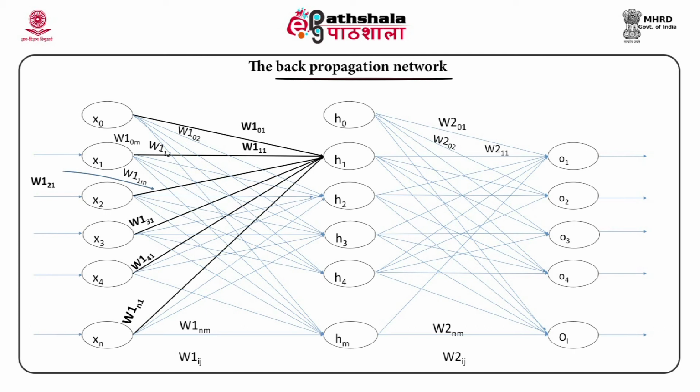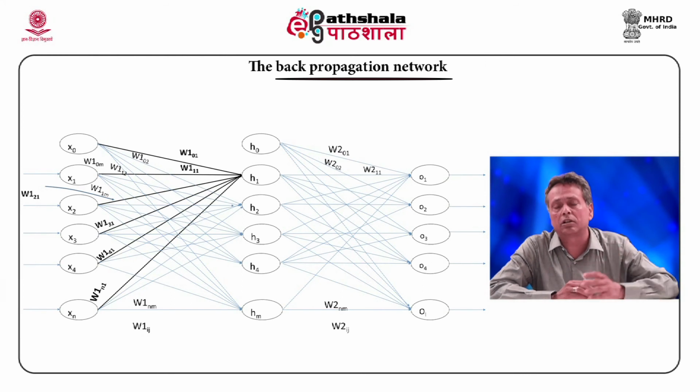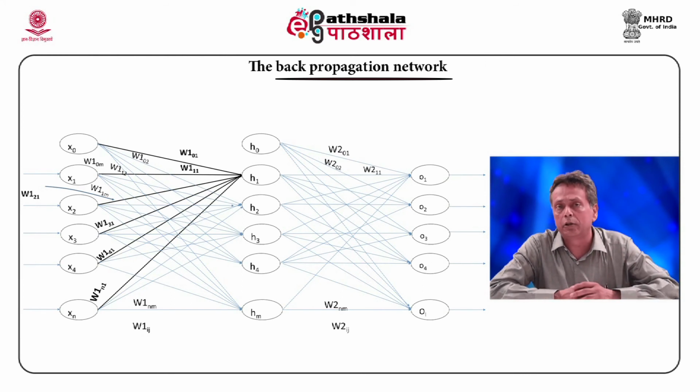The value which comes next, the suffix 01, indicates which input unit goes to which output unit. For example, W101 means a weight between the 0th input unit and the first hidden unit. W201 means the weight between the 0th hidden unit and the output unit 1. Remember, that is what the indication is, and that's how it is done.